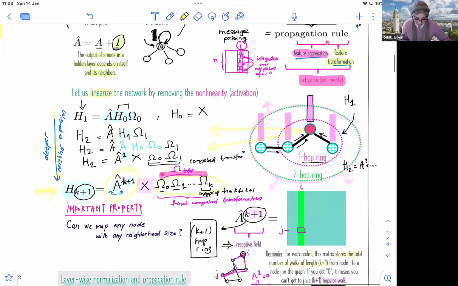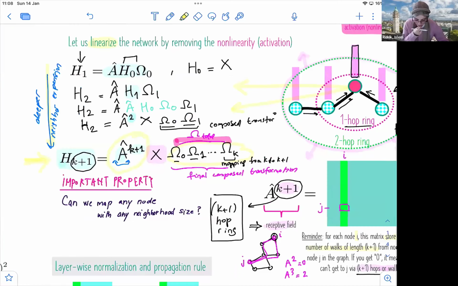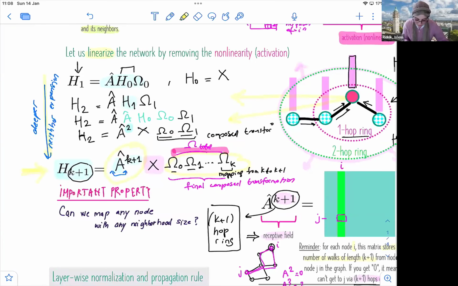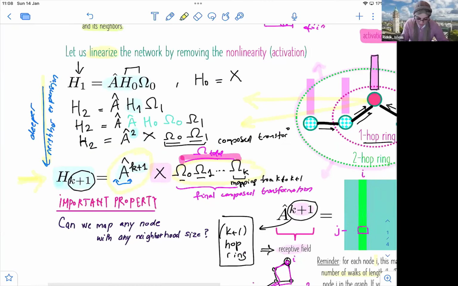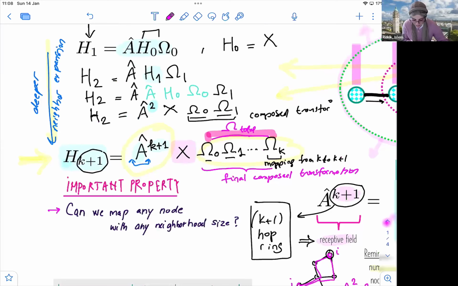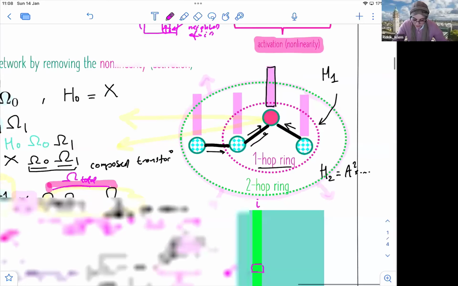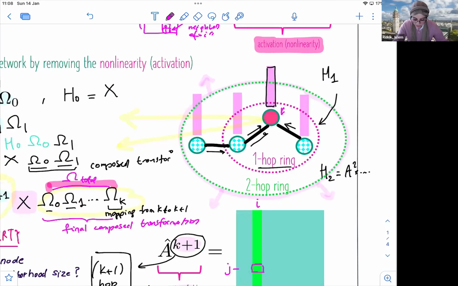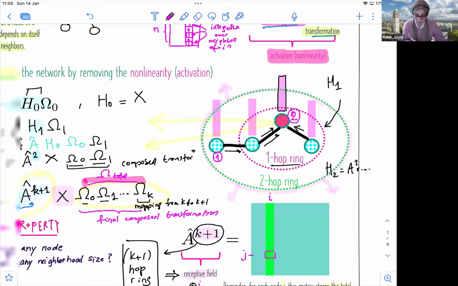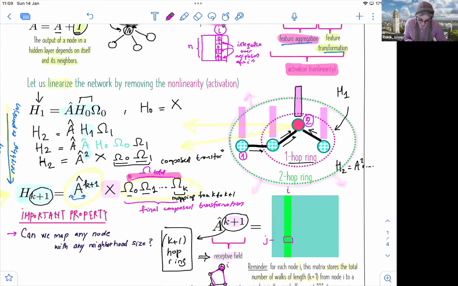All right, cool. Now I have an important question. Can we map any node with any neighborhood size? Can we create an embedding of any node of any neighborhood size? Look at this example. This node has two neighbors, and this node has only one neighbor. Still, something really exciting, which we will also see in the next lecture about graph neural networks, is that yes, we can.